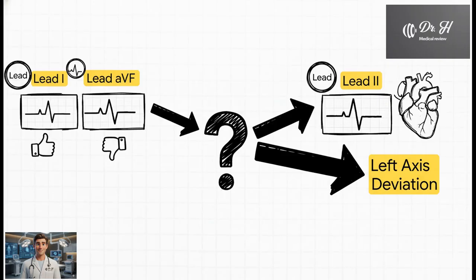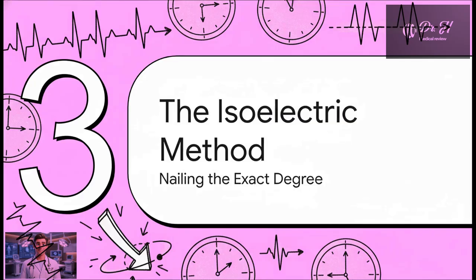Now for that critical tiebreaker. This is the one step people often forget, so listen up. When you suspect left axis deviation because lead I is positive and aVF is negative, you have to go check lead II. If lead II is also negative, then you have confirmed a true left axis deviation. Do not skip this step. The Quadrant Method is fantastic for a quick assessment. But what if you need to be more exact? For that, we have another technique that can pinpoint the axis right down to the precise degree.